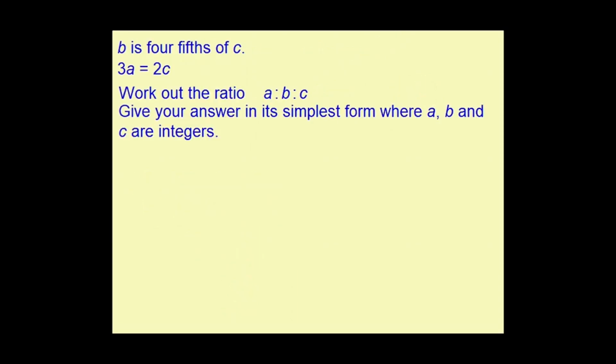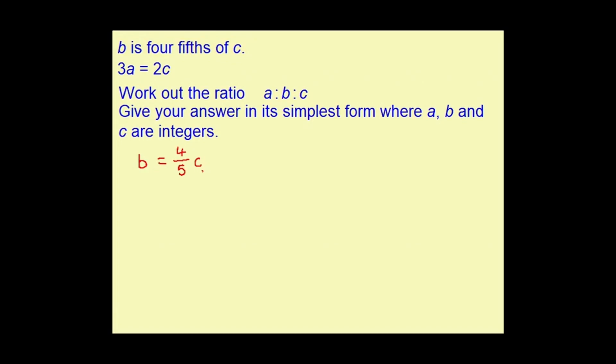Here's another question for you to try. This one's pretty difficult, so take your time over it. Press pause and have a go. When you're ready, press play. So the first line tells us B is 4/5 of C. So we have B is equal to 4/5 of C.